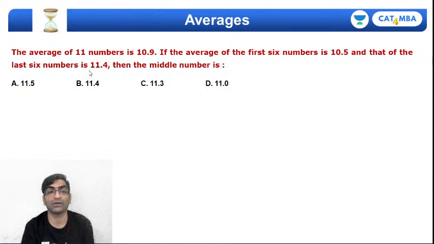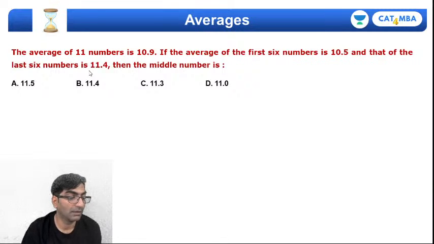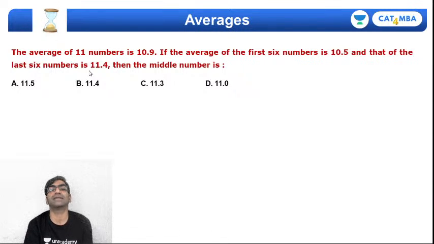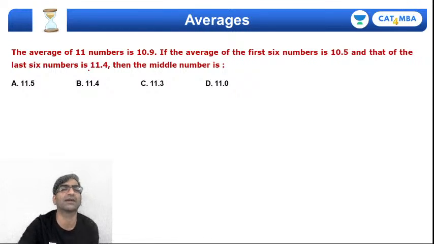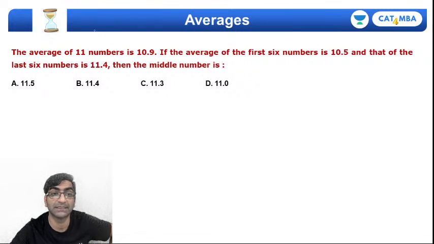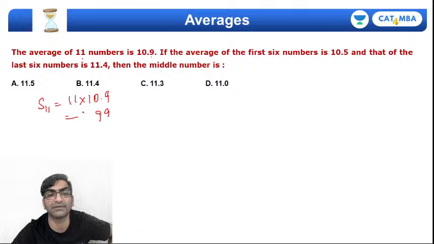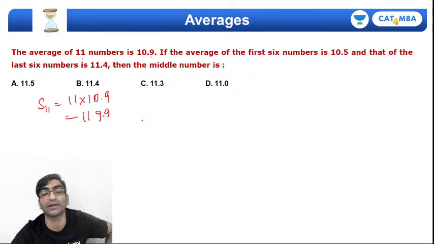Okay, moving on. The average of 11 numbers is 10.9. A funda you can use, not sure if it's needed here, we'll come to that funda around averages. The average of 11 numbers is 10.9, which means the sum of 11 numbers will be 11 into 10.9, right? 11 nines are 99, 11 ones are 11. So I'm getting 119.9.